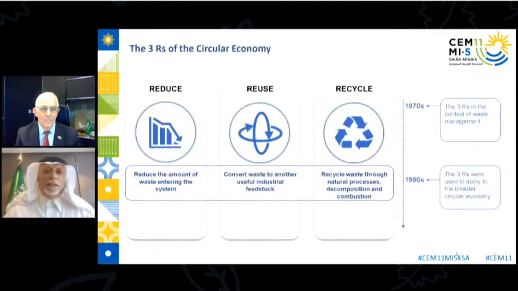With that, let me just take you one step back. The circular carbon economy is based on the circular economy. If we look at the waste management model back in the 70s, this had evolved into the circular economy in the 90s, which addresses the waste management of materials in general terms.